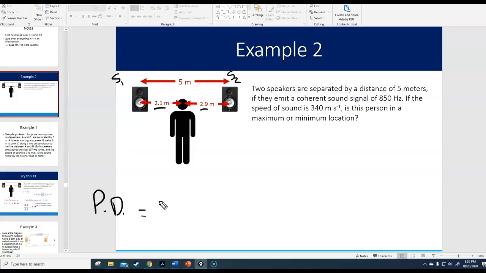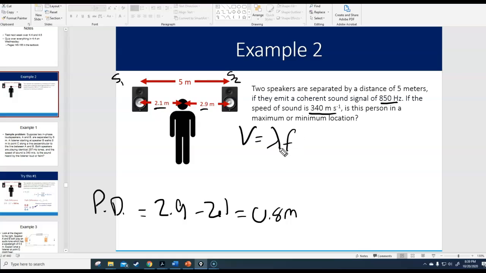The wave coming from S2 travels 2.9 meters. The wave coming from S1 travels 2.1 meters. So that would be a path difference of 0.8 meters. Now, by itself, that tells us absolutely nothing. We need to look at this in terms of the wavelength. Notice that we have frequency, we have wave speed, and so we can just use the wave equation to get the wavelength.